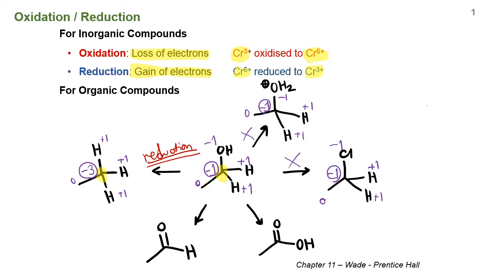But if you change from alcohols to aldehyde, in this case, if you consider this carbon, this hydrogen is +1, this carbon is 0. This oxygen forms a double bond to the carbon, so this is -2. So overall, this carbon is +1. So in order to change from alcohols to aldehyde, this is the oxidation, because the carbon needs to lose 2 electrons.